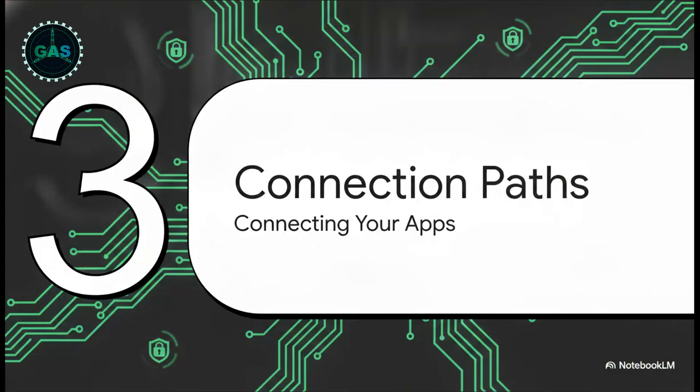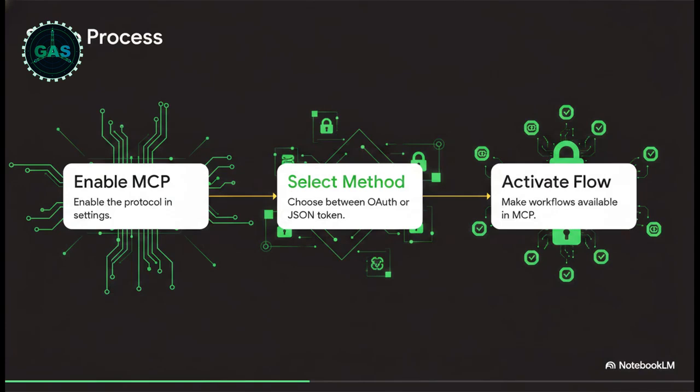Let's look at Section 3, 2 paths to connection, so we can establish this technical bridge securely. Implementation follows a strict, secure 3-step process. First, you explicitly enable the protocol in your workspace settings. Second, you select your authentication method based on your environment. And third, and this is absolutely crucial for security, you explicitly activate individual workflows. By default, nothing is shared. You intentionally select which specific workflows are made available so you always maintain total control over your business data.